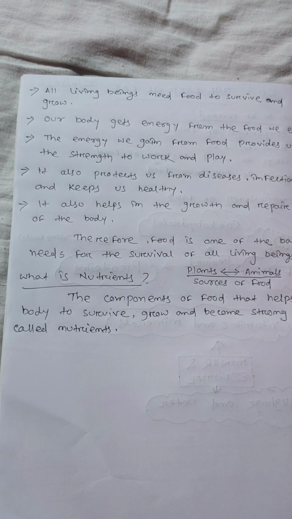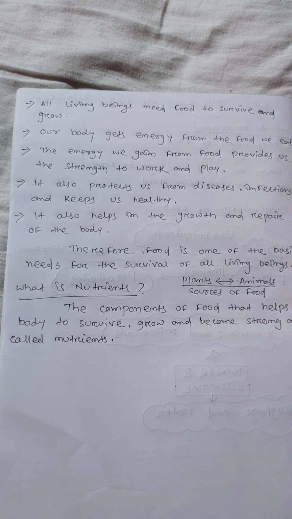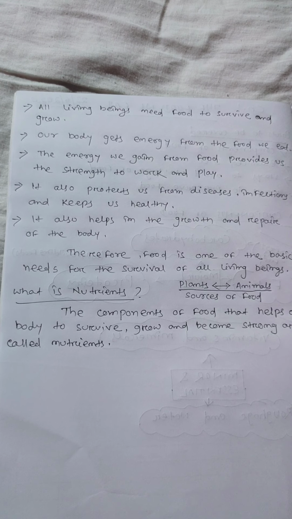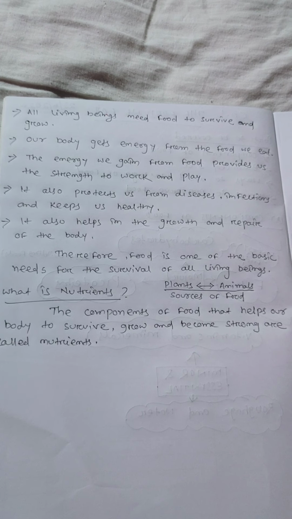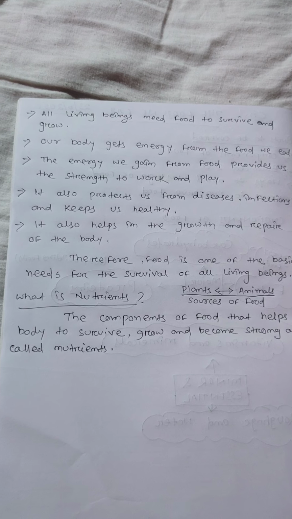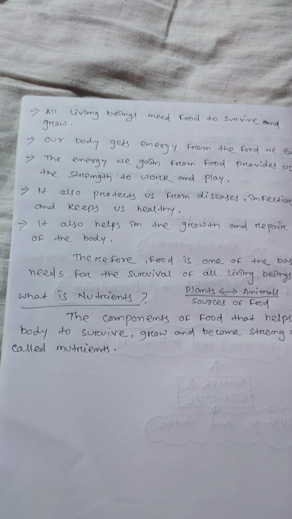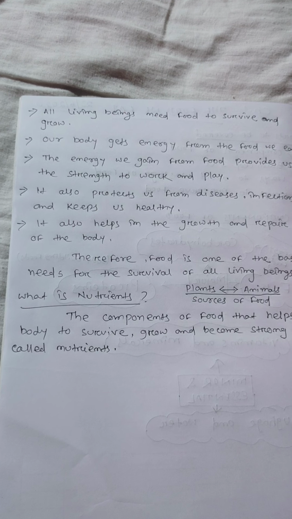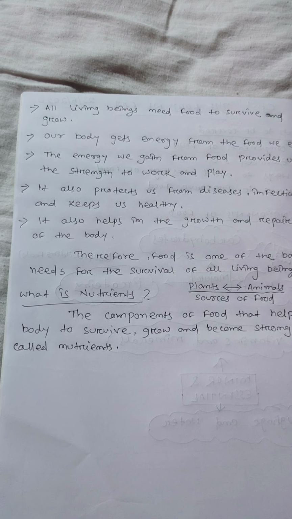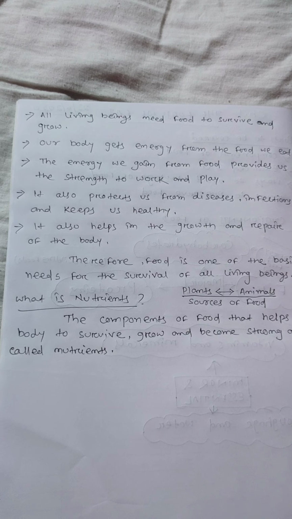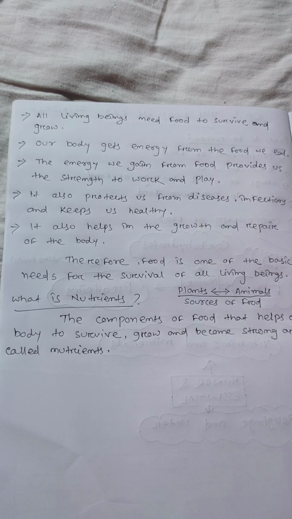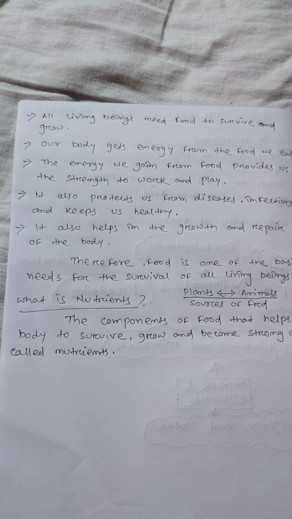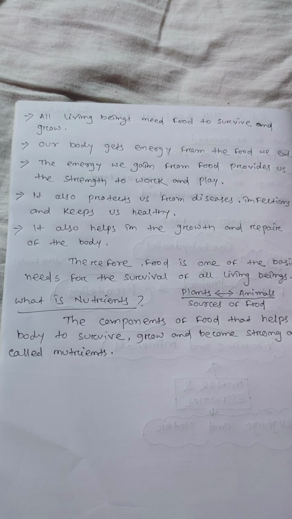All living beings need food to survive and grow. Our body gets energy from the food we eat. Different types of foods are there, and those foods give different amounts of energy to our body so that our body can work properly, and it helps us to work and play.